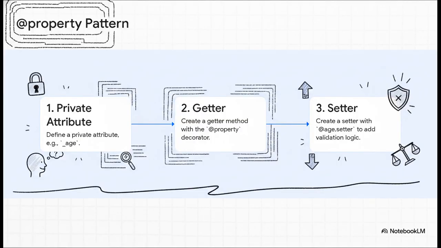And finally, let's talk about the @property pattern. This is how pros manage access to an object's data. It's a three-step dance. First, you make an attribute private. Second, you create a getter that lets other code read it. And third, you create a setter that acts like a security guard. It lets you add logic to check any new value before it's actually assigned, which is amazing for preventing bugs.